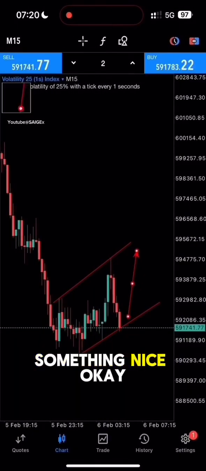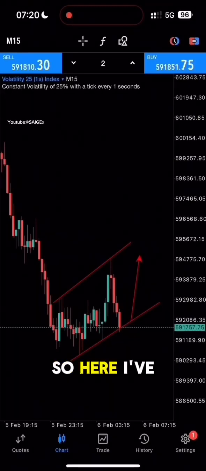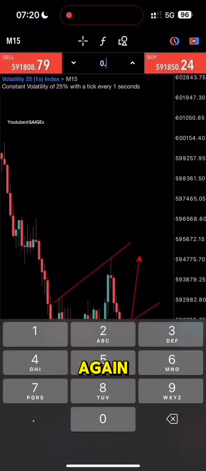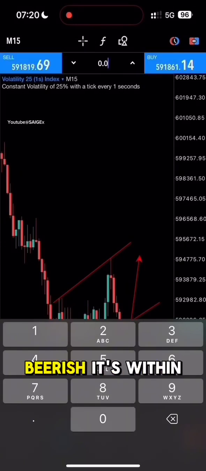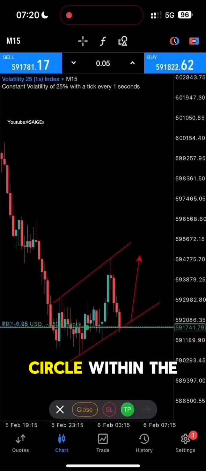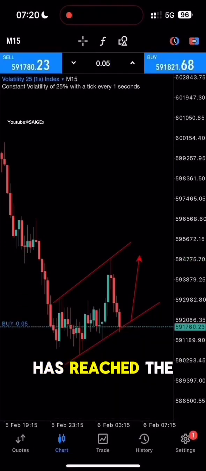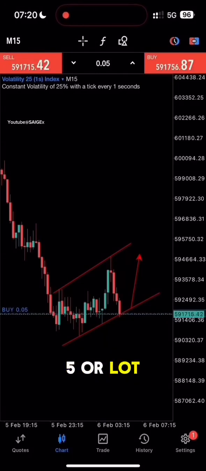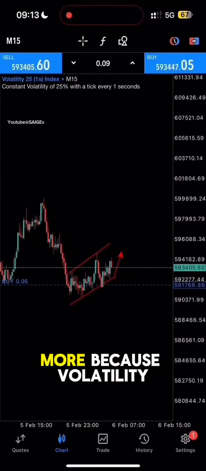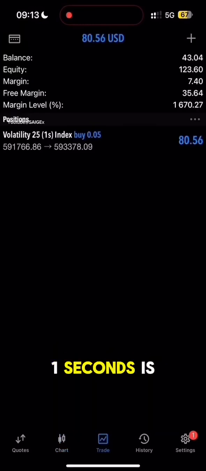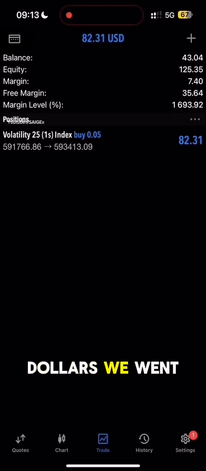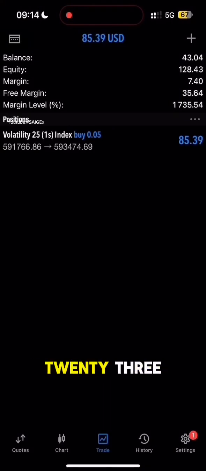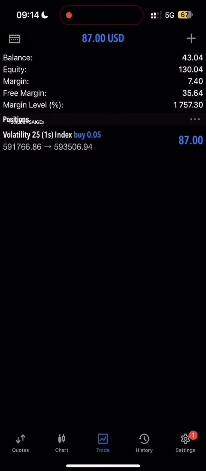Okay. So here we've got another trend again. This one is bearish, but it's within the flag, so it's gonna circle within the flags. Since it has reached the bottom liquidity, it's definitely gonna go to the top. So we're gonna put 0.05 lot, but I think we should add more because Volatility 25 (1s) is a bit too volatile. So for $43 we went to 123, $80 profit.